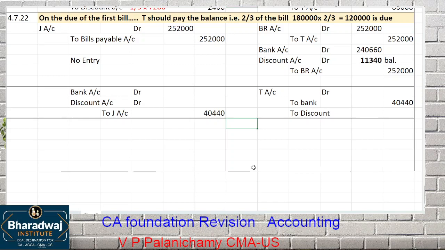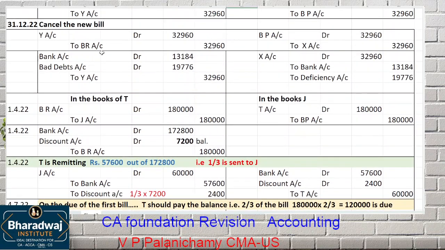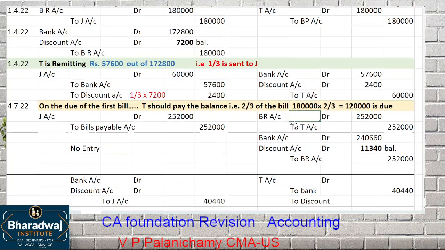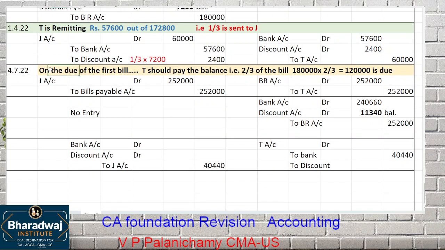If you tell this correctly, then the accommodation bill is over. I repeat, listen. First, Bills Receivable account debtor to J account. You pass the entry. I accept the bill. You are discounting the bill. In that, you are sending 1/3 of the amount, and 1/3 of the discount also you have to bear. On the due date, you should have paid 2/3.